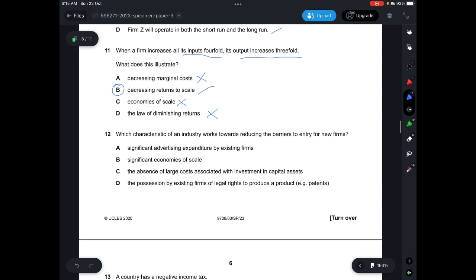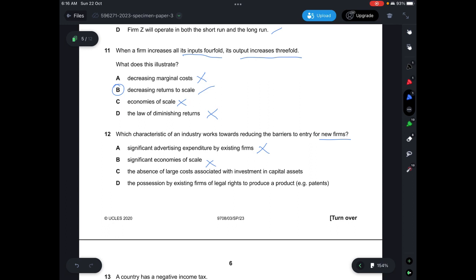Question 12. Which characteristic of an industry works towards reducing the barriers to entry for new firms? So reducing the barriers to entry for new firms. A says significant advertising expenditure. This is incorrect. And B, same thing, economy of scale is also not correct because for new firms, normally they'll be startups. So if they're normally startups, they won't enjoy economy of scale in the beginning because they are not able to expand their scale production, right?